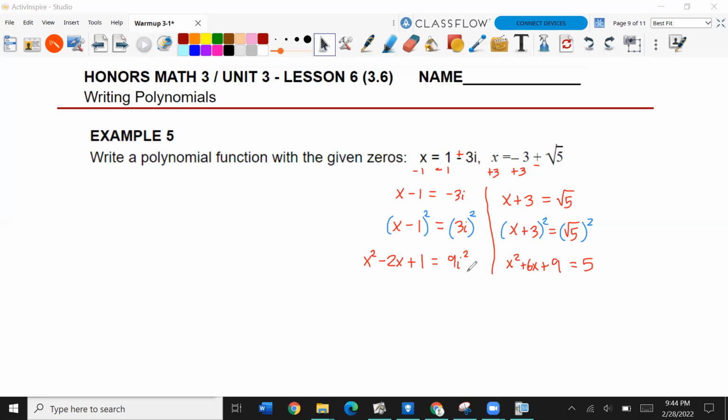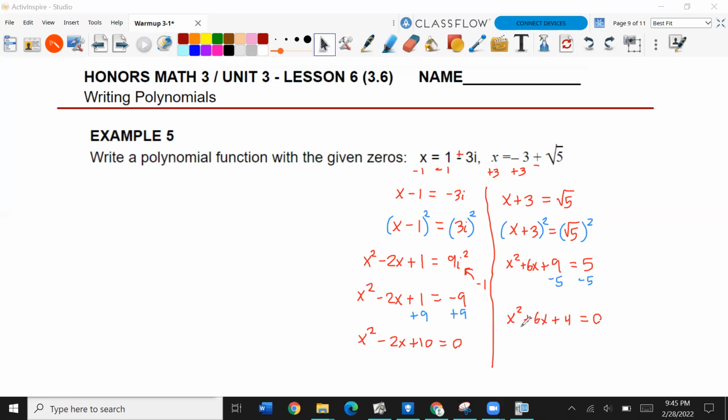Now remember, i squared is -1, so it's going to be really -9. So now we can add the 9 over. That's going to give you 10. We can subtract the 5. That's going to give you 4. And now we have our two expressions ready to multiply. X squared minus 2x plus 10. And x squared plus 6x plus 4.